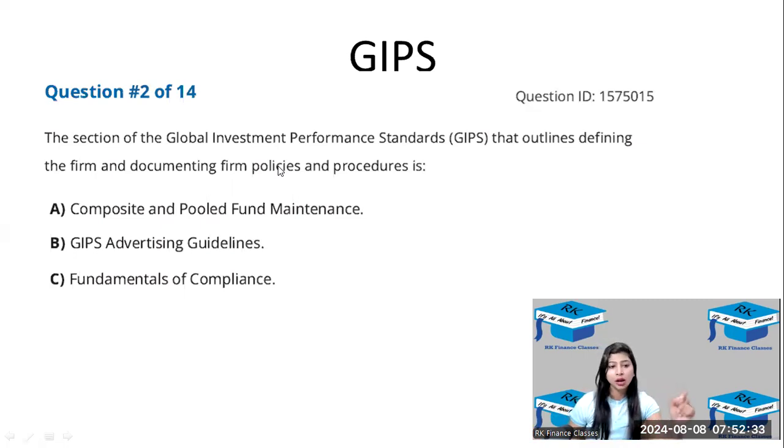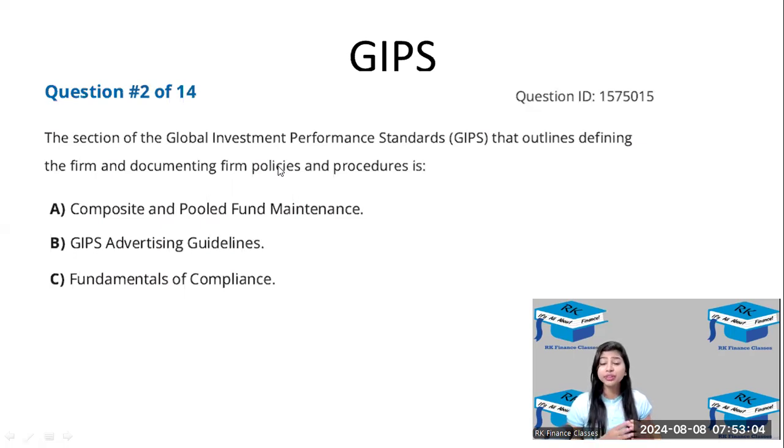is Section 1, that is fundamentals of compliance, which talks about following the policies and the guidelines given by the GIPS. Also it talks about defining a firm. So defining a firm as in, if the firm's location is in some other geographic location, then in that case you will mention that in the definition of the firm.